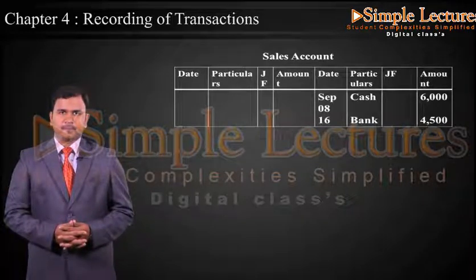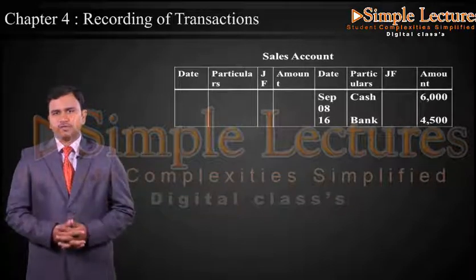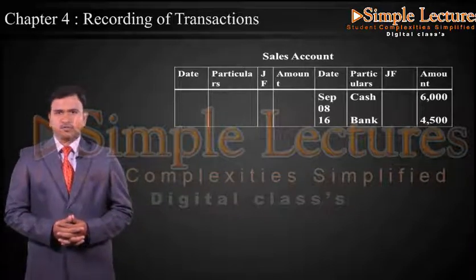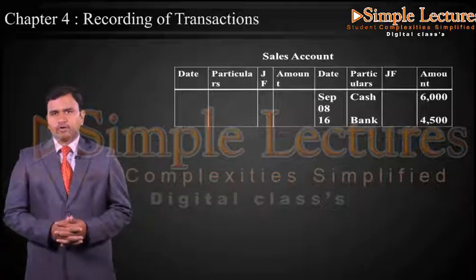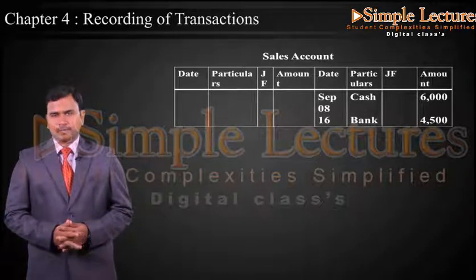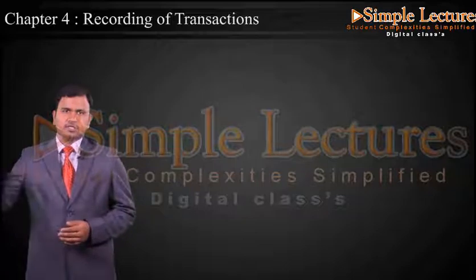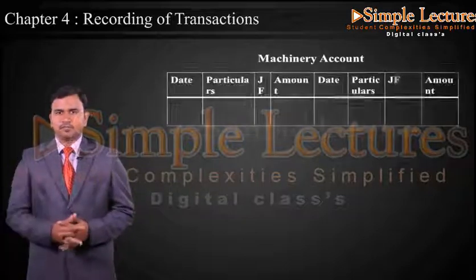10,500. And the next account we are supposed to prepare is Missionary Account, which was shown in the credit side of the double column cash book. Let us take the table first. Title will be Missionary Account and format remains the same.